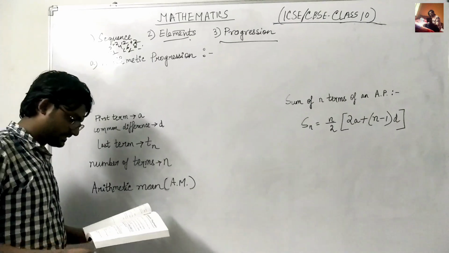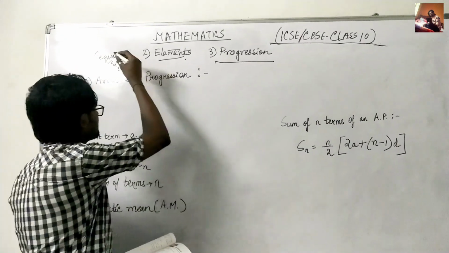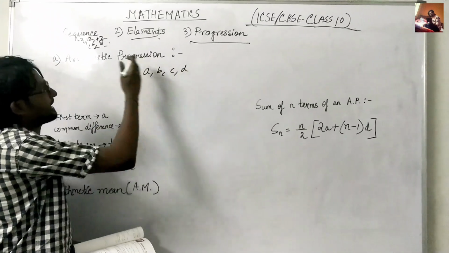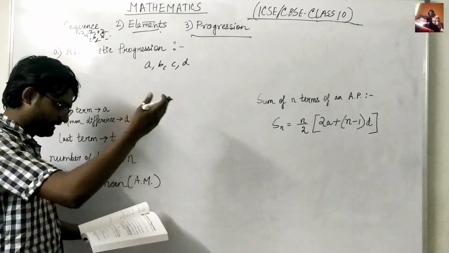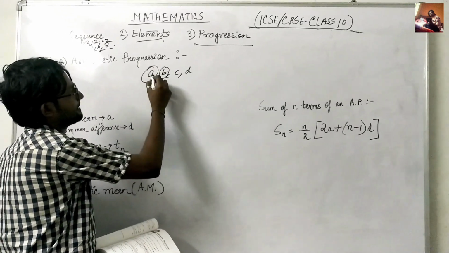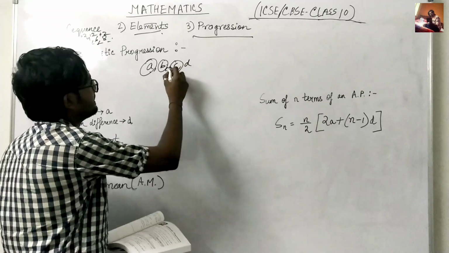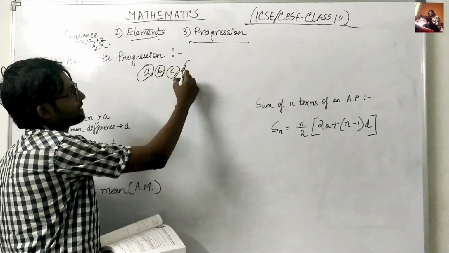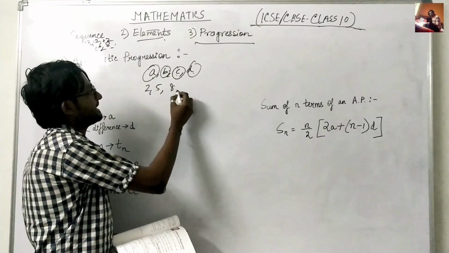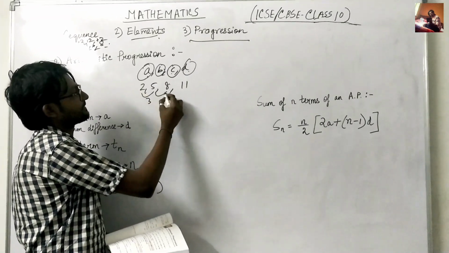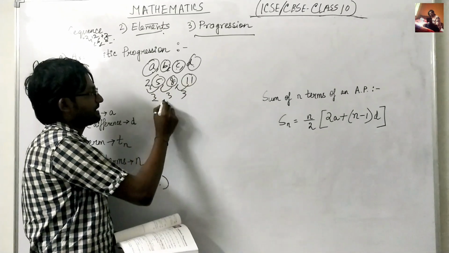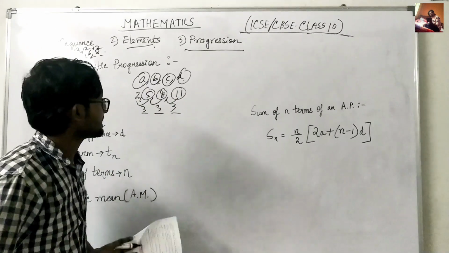So what is an arithmetic progression? If I write A, B, C, D, they are going in arithmetic progression. It means you obtain B from A by a certain quantity, C is obtained from B, D is obtained from C. So in a definite pattern, it will be equal. Like 2, 5, 8, 11. Here 3 is the difference. We are obtaining each term from the previous one, with a particular difference between them. That is arithmetic progression.